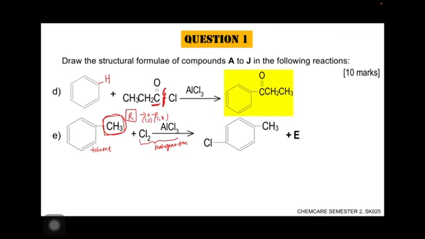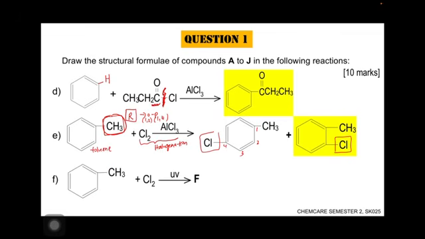Therefore, the first chlorine structure will be substituted at carbon number 2, and then for the E that the question wants, the answer is already given to you at position number 4, which is the para position. Therefore, we know that the answer for E will be at the second carbon, or position number 2.